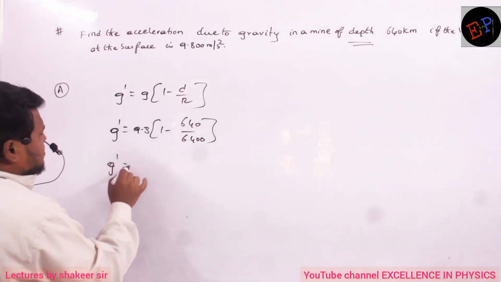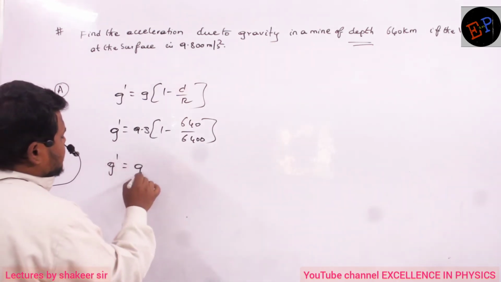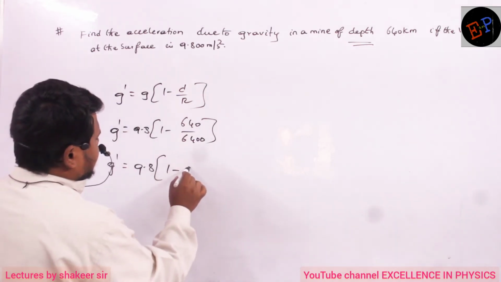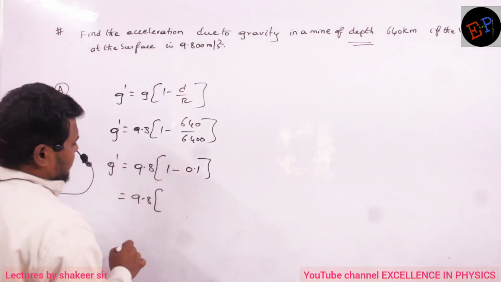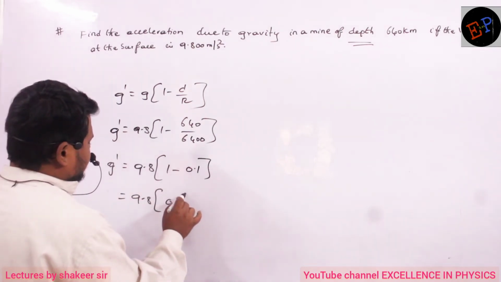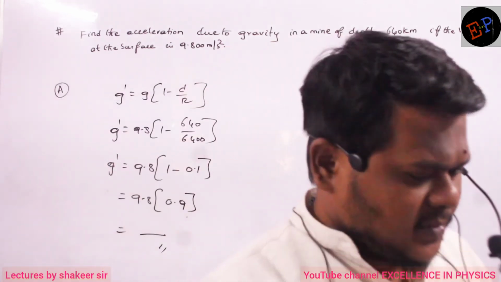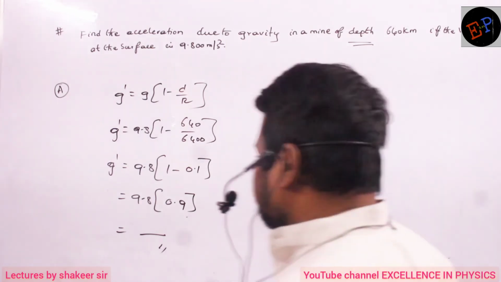So therefore g dash is equal to 9.8 multiplied by 1 minus how much? Can I say 0.1? So 9.8 multiplied by how much? 0.9. So just do this calculation, that is the g value. Okay, so the answer is 8.82 meter per second square.